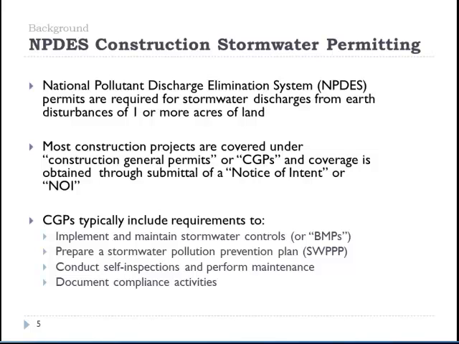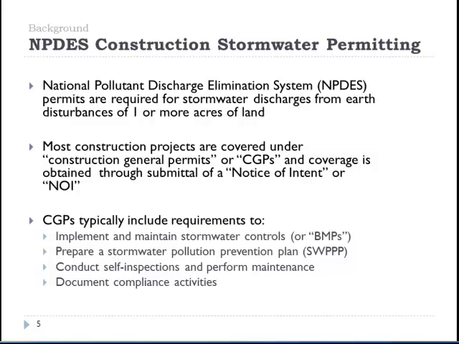The typical way that construction projects are covered, and again, this is for stormwater discharges from those construction projects, is to obtain coverage under what's called a CGP, or Construction General Permit. And getting permit coverage is typically a matter of submitting what's called a Notice of Intent, or NOI, and we'll be going over that in a little bit.